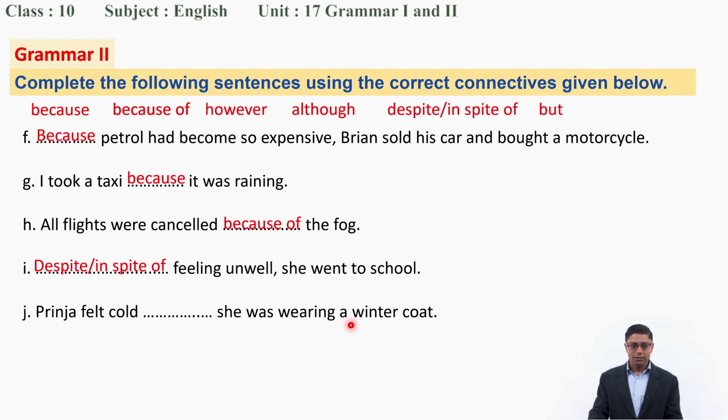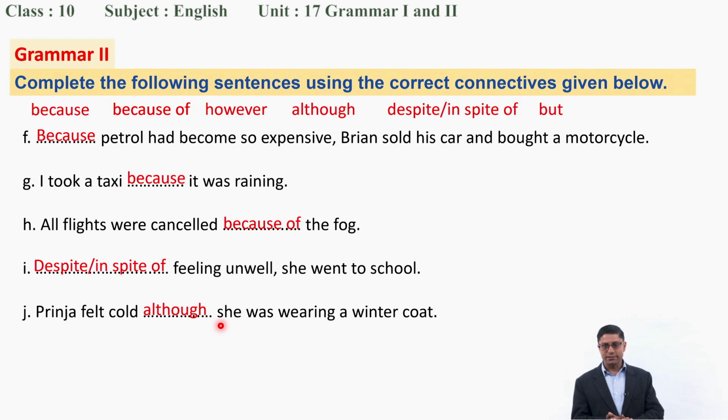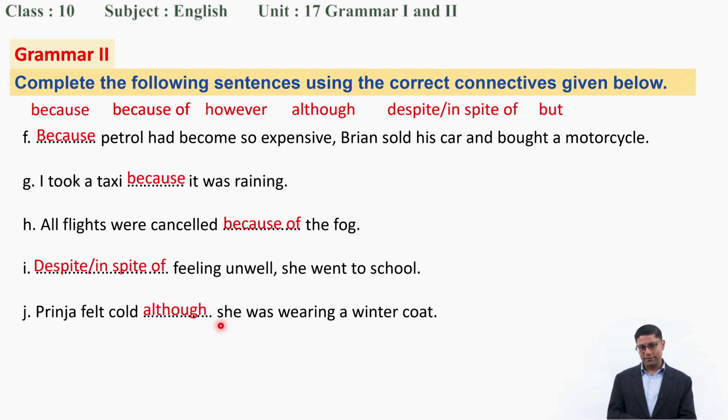So, can you say wearing a winter coat but still feeling cold? That's why they are contrastive ideas. If somebody wears a coat, she should have felt warm, but still she is feeling cold. That's why we need a contrastive connective. And which one? Okay, so we need here although. That's good.